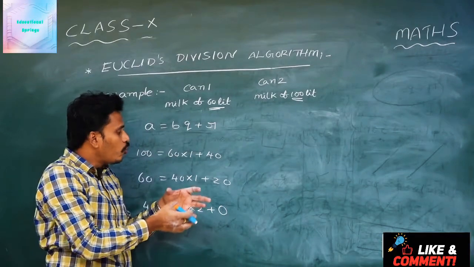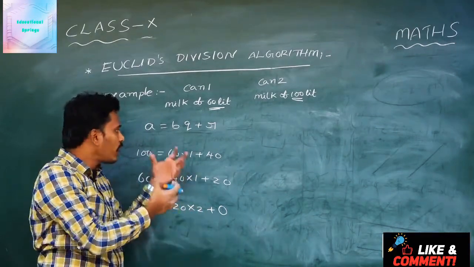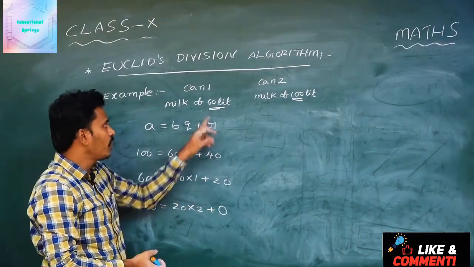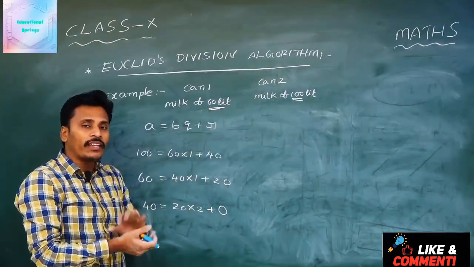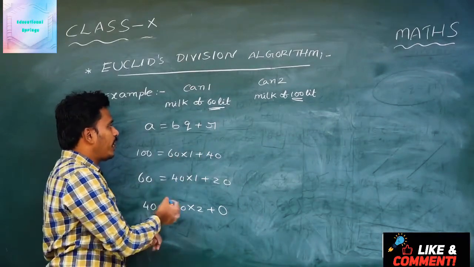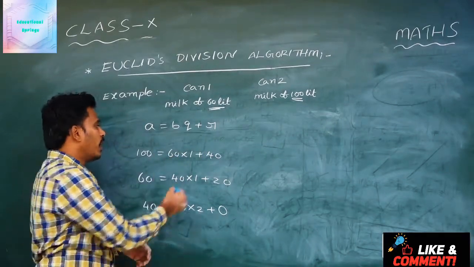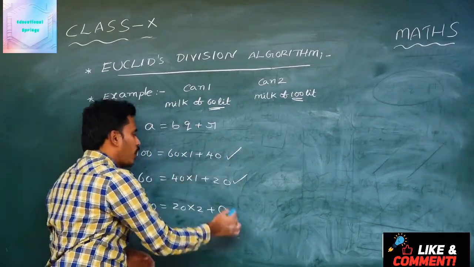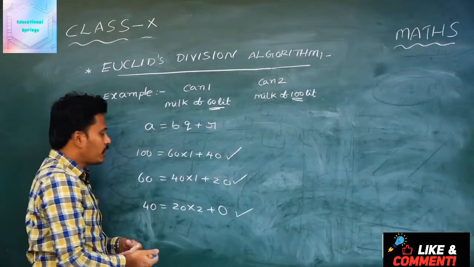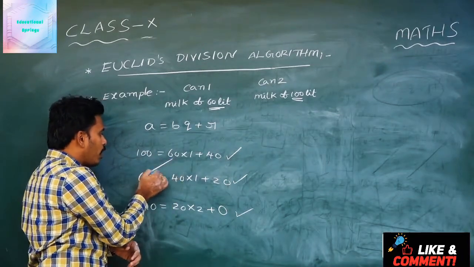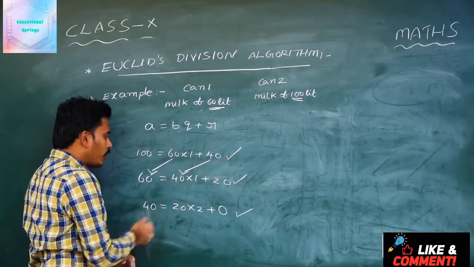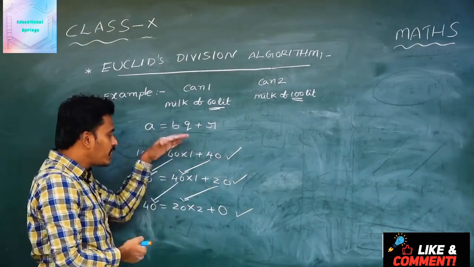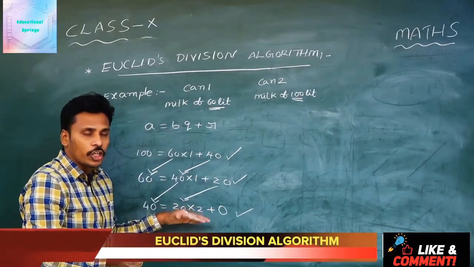Just to explain the procedure of how Euclid's division lemma is involved in finding the HCF, we took an example. Now think about the numbers 60 and 100. To find the HCF, we need to apply Euclid's division lemma in 3 cases. First for 100 and 60, then for 60 and 40, and then for 40 and 20. For the second case, 60 will become A and 40 will become B. And for the third case, 40 will become A and 20 will become B. And this is the representation based on Euclid's division lemma.